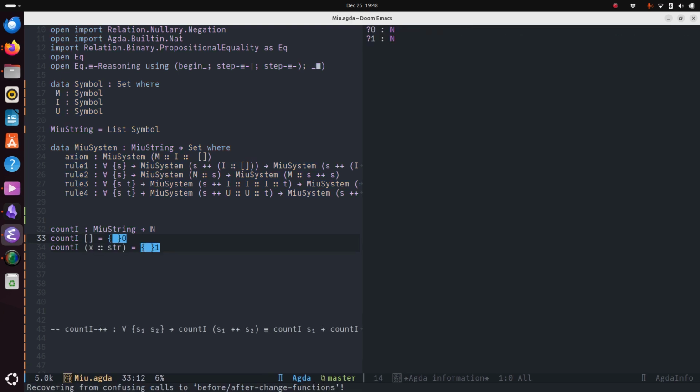Agda responds with 2 cases, an empty list and a non-empty list case. In the case of the empty list, the solution is obvious. So I can type Ctrl+C, Ctrl+A. Agda replaces the hole with 0, which is the number of I's in an empty list.